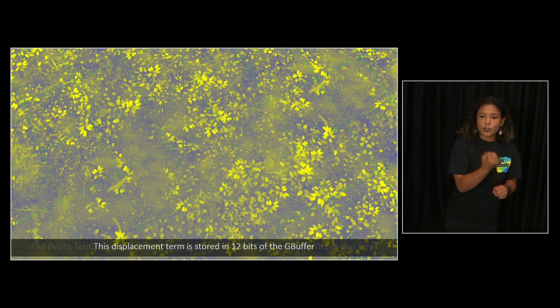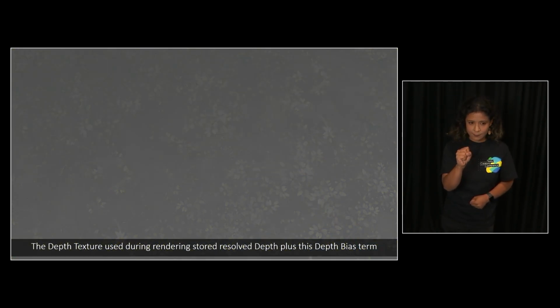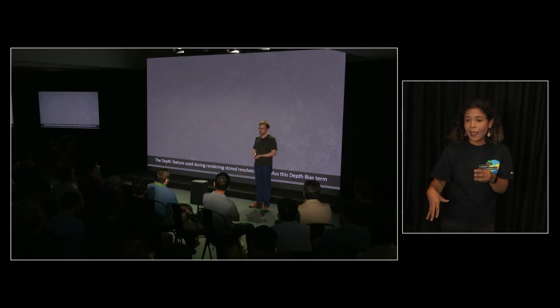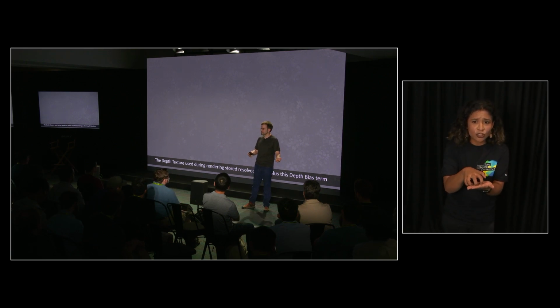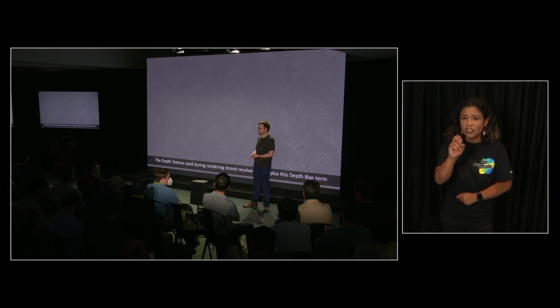The way we utilized this term was arguably even simpler. We just took the rasterized depth, the depth output from the normal renderer, and we just added the depth bias term to it. And that produced our new texture, and that was then injected to any rendering system that used depth to reconstruct position. That was it. That was the entire technique.